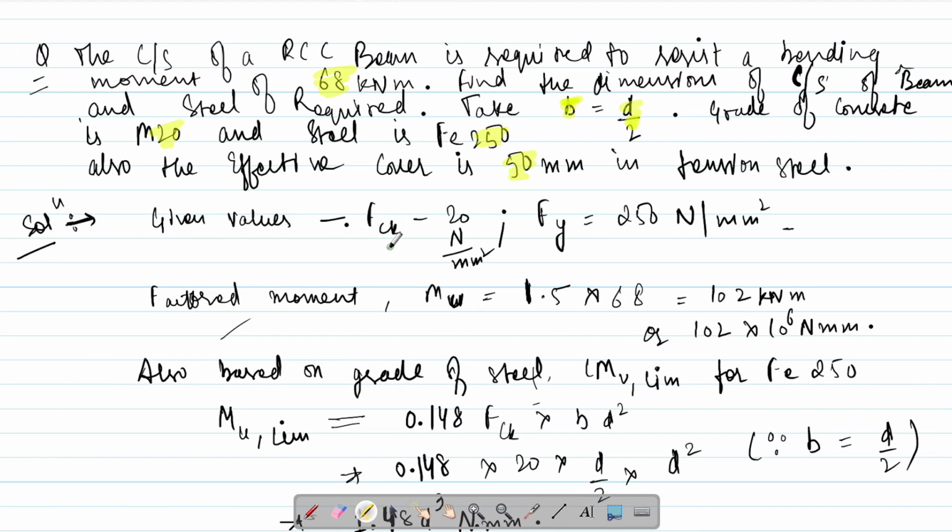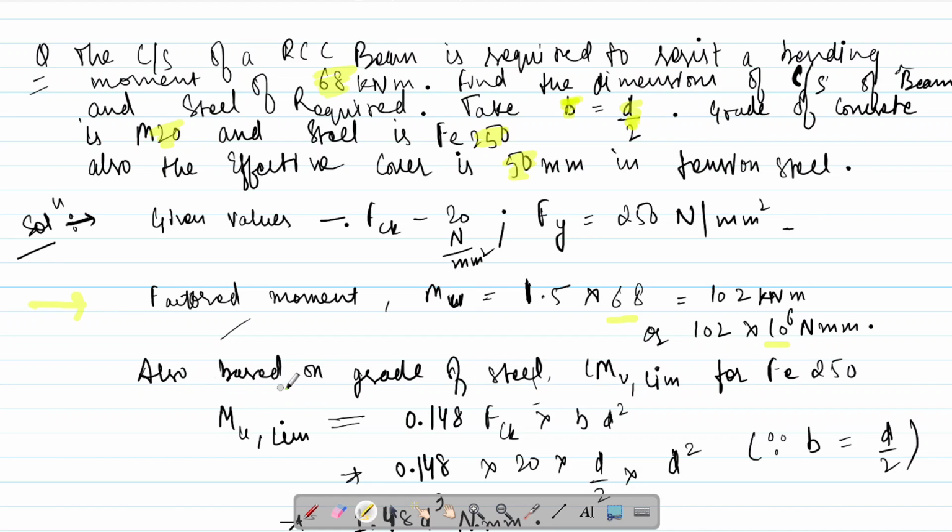The given values are fck, fy, and all the dimensions, that is b is equal to d by 2 and d is unknown. So what we have is the moment value. This moment value we will convert into a factored moment value, using Mu is equal to 1.5 into 68. So that comes out to be 102 kilonewton meter. Kilonewton meter is converted into Newton mm. So this comes out to be 102 into 10 raised to power 6.